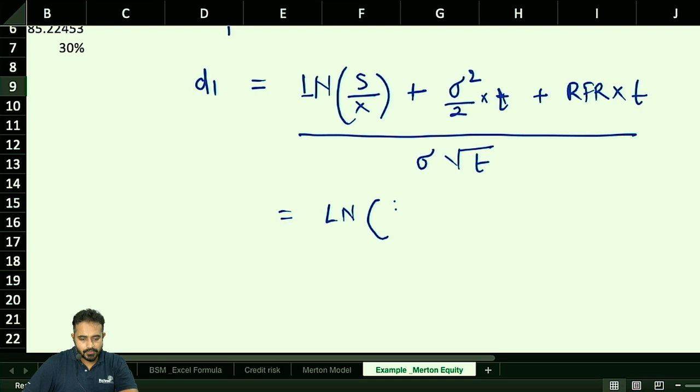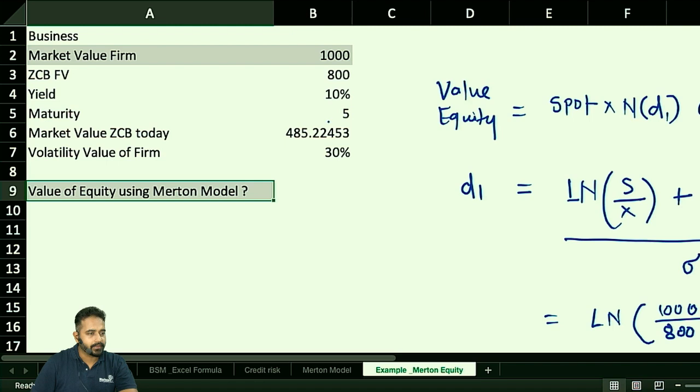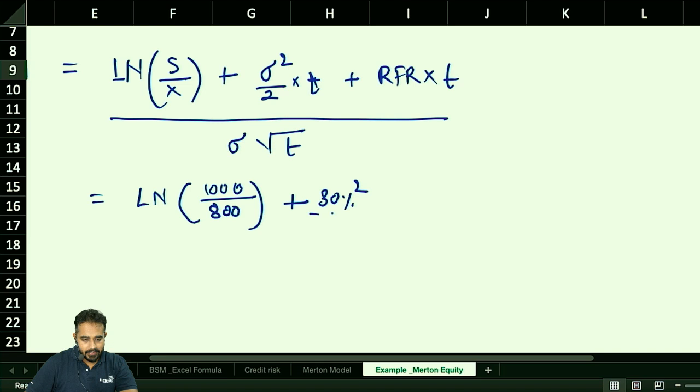Strike price is the face value of the bond, 800, not the current market value, mind you. Current market value of this bond is 485, right? 800 discounted at 10% for 5 years. What we've taken here is the face value, 800, plus let's take the volatility, 30%. So 30% squared divided by 2 into 5 years. It's a 5 year expiry bond, plus RFR of 10% into 5 years.